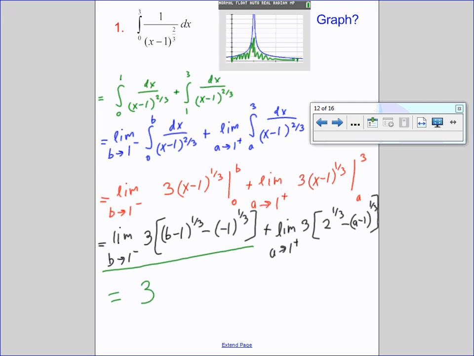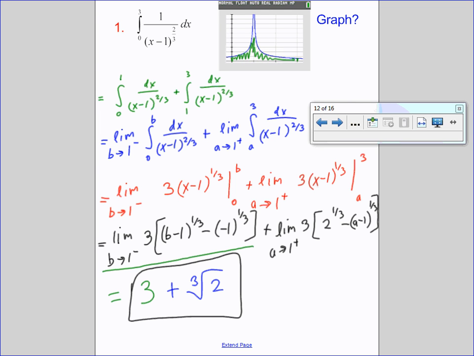Let's do the right-hand side. 2 to the 1/3 is the cube root of 2, right? As a goes to 1 from the right, 1 minus 1 is 0, to the 1/3 is 0, slightly positive is still 0. So I'm getting 3 plus the cube root of 2. Since the value of the improper integral is finite, the limit converges and we can find that area, and that area equals 3 plus cube root of 2. How bomb is that? I had my concerns when I did the first thing.